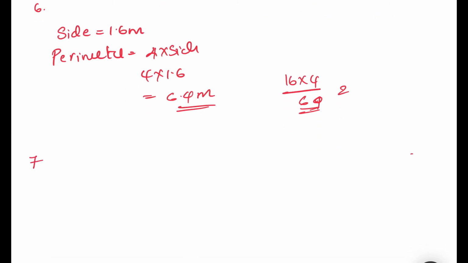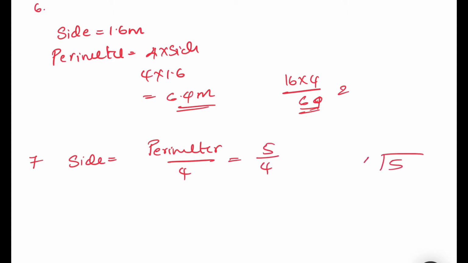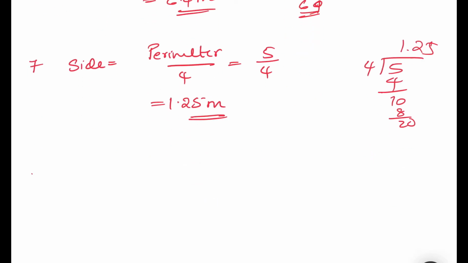Find the side of a square whose perimeter is 5 meter. Perimeter is equal to 4 times side, so you need to find the side. Perimeter by 4 will be the side, right? That is equal to 5 by 4. So what do you get? The answer you will get is 1.25 meters. Hope it's clear. Coming to the next question.